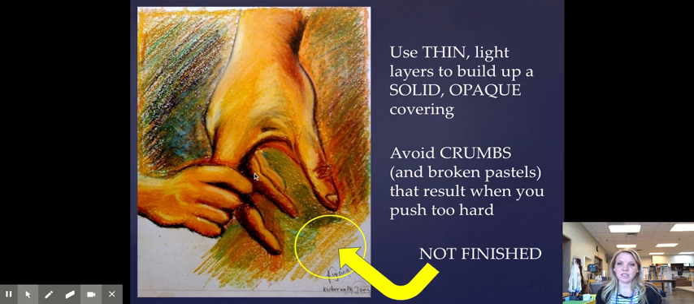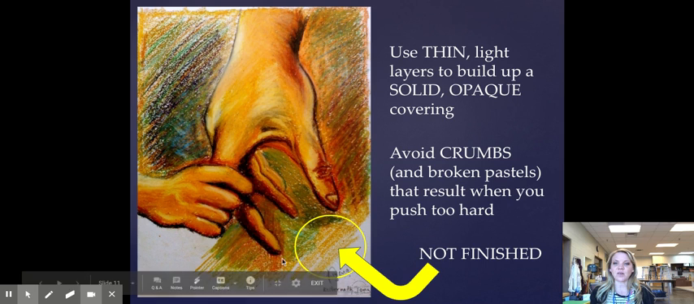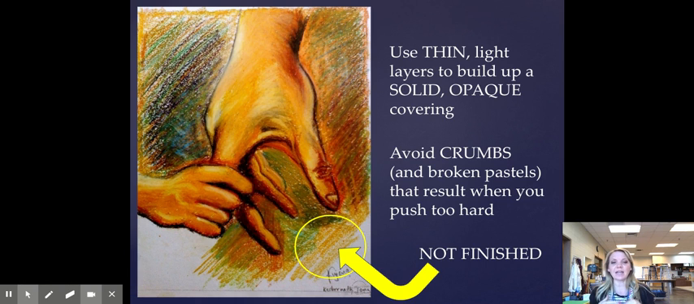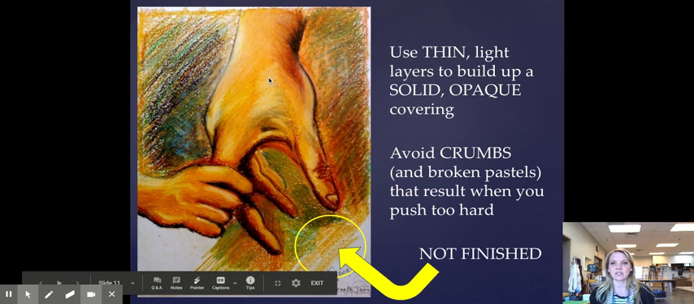I want you to see how this layering works with oil pastel. You use thin, light layers. That means you're using a light touch to build up a solid, opaque covering. On these areas out here, these are the first layers. So it is thin. It is transparent still. It is very rough looking. But as you build up more, and you can see this in the area of the hands, it will become more opaque.